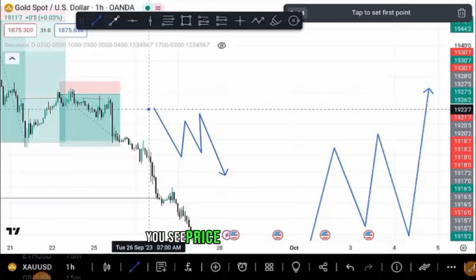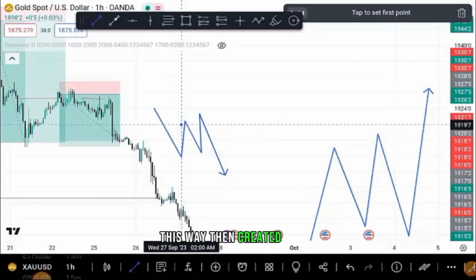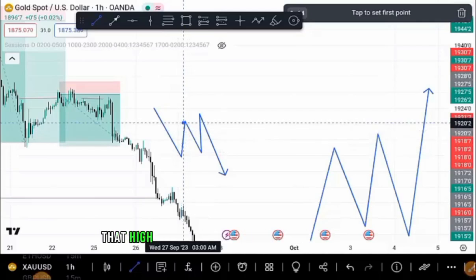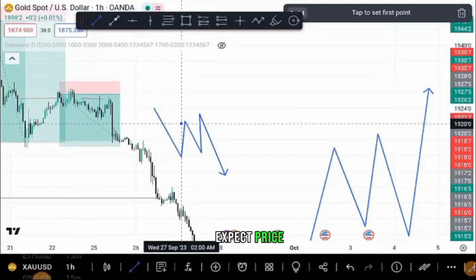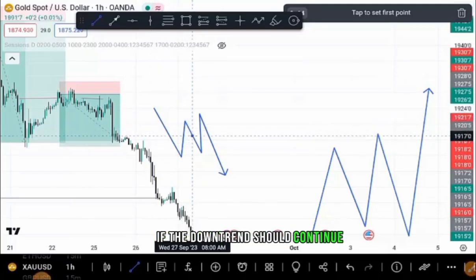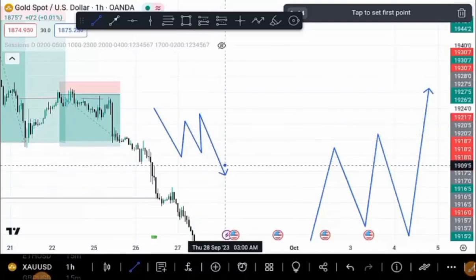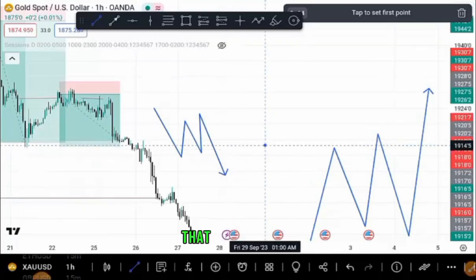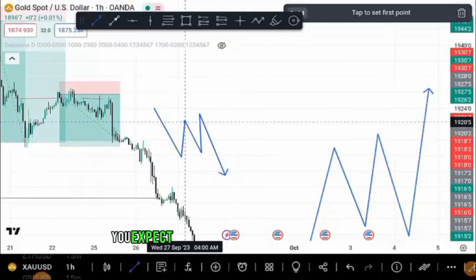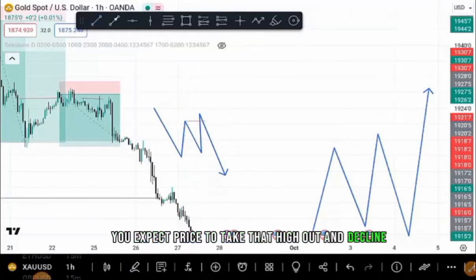First off, you see price in a downtrend declined this way, then created a sub high. That high becomes the second high after the first one. Expect price, if the downtrend should continue, to take out that second high and then go lower. This gives you some of the best entries, sniper if you like, in the market space. That is for a downtrend. So you expect price to take that high out and decline.